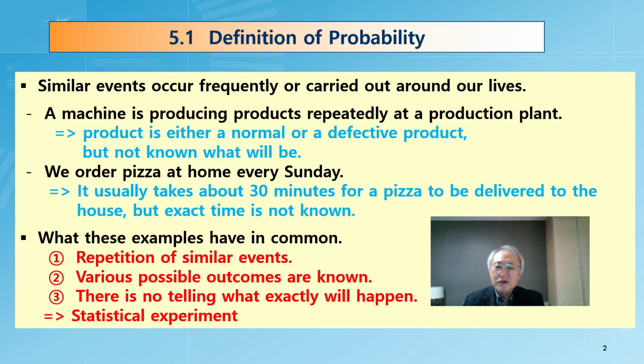A machine produces a product. Pizza is delivered. Various possible outcomes are known. Well, we can say the product can be either normal or defective, or the delivery can take any time between 10 and 30 minutes. Various possible outcomes are known, but we don't know exactly what will happen. We call an experiment which satisfies this kind of property a statistical experiment.